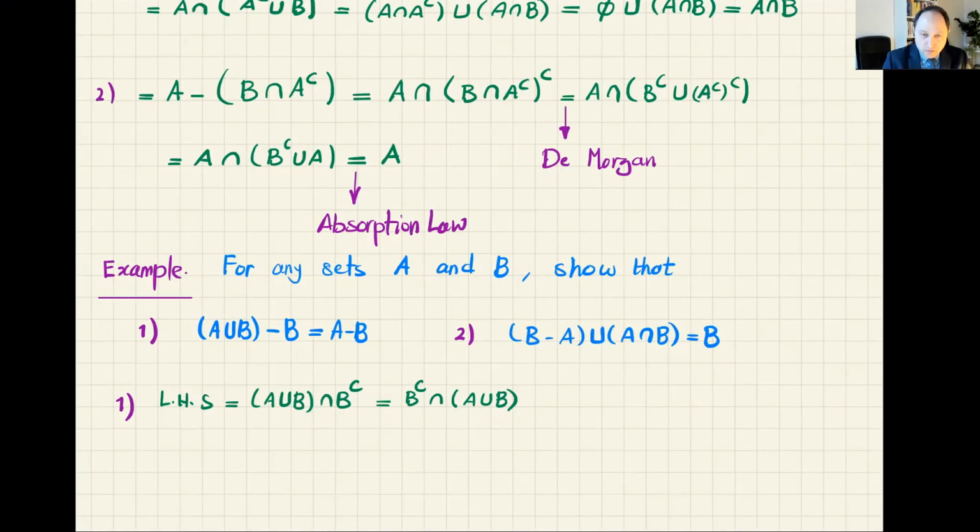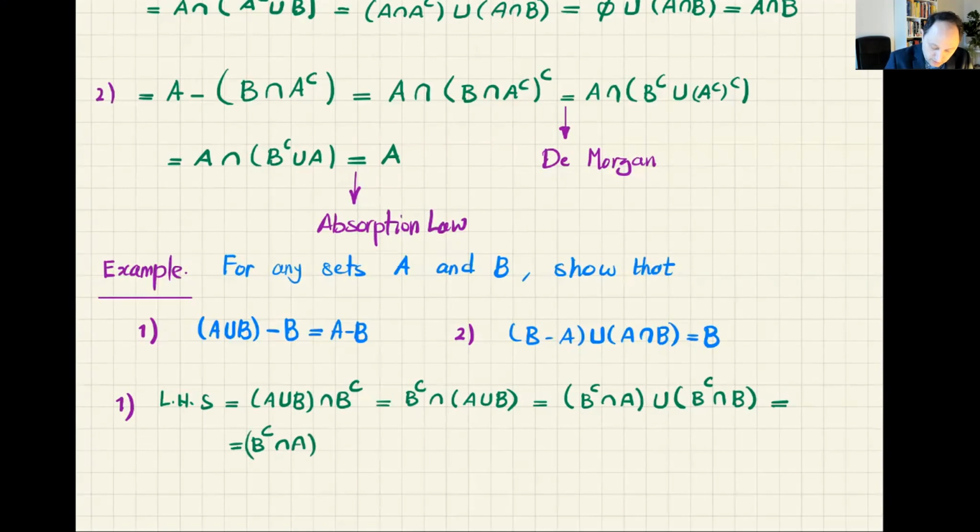Now maybe this is easier for you to see it, but if you start distributing from the right-hand side, that's also okay. Anyway, I distribute it inside, so it becomes B complement intersection with A, and then I have a union, B complement intersection with B. But then hopefully this is clear that B complement intersection B is the empty set. So this becomes B complement intersection with A, and then union with the empty set. But any set union with the empty set is this one.